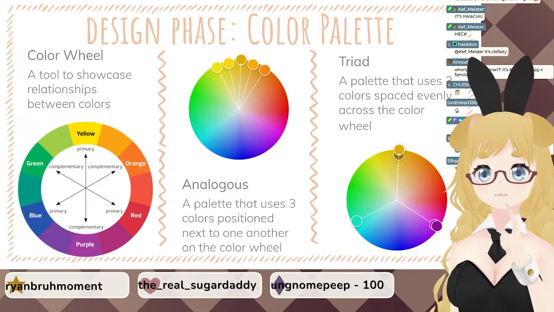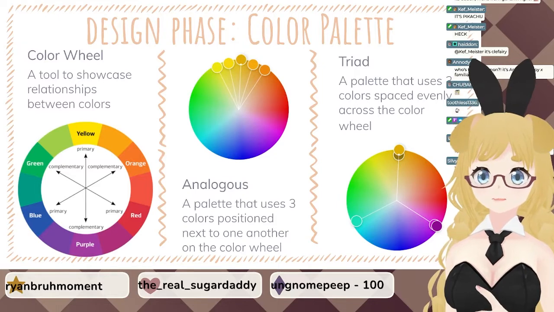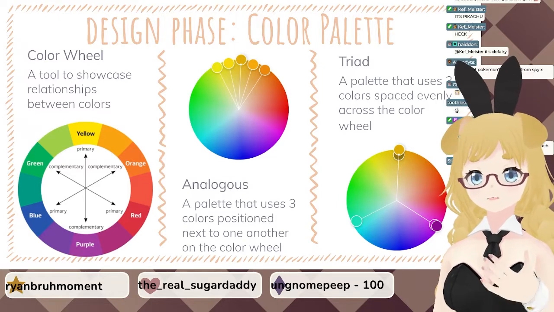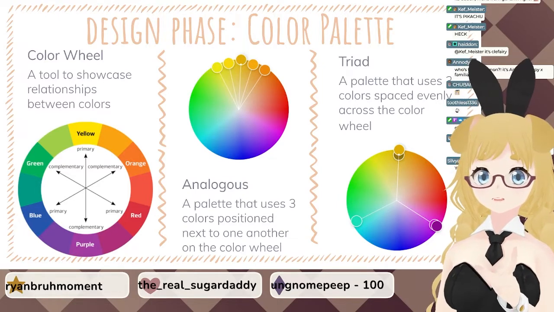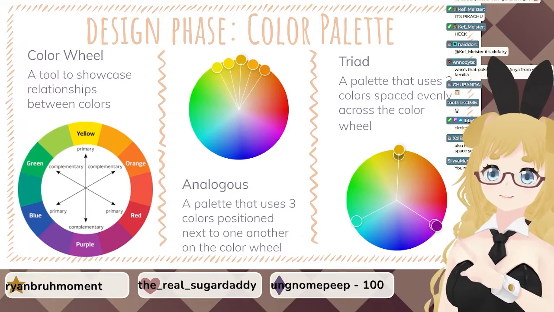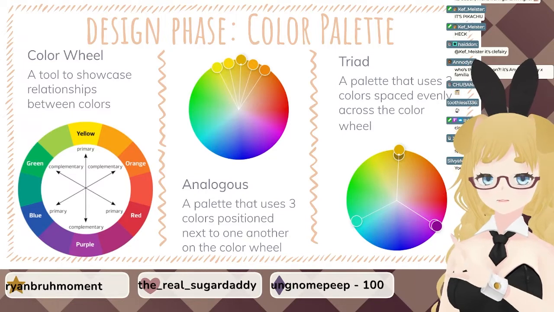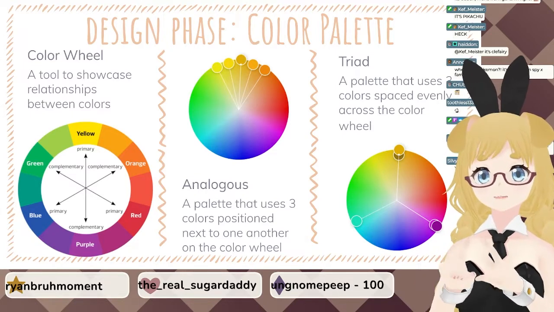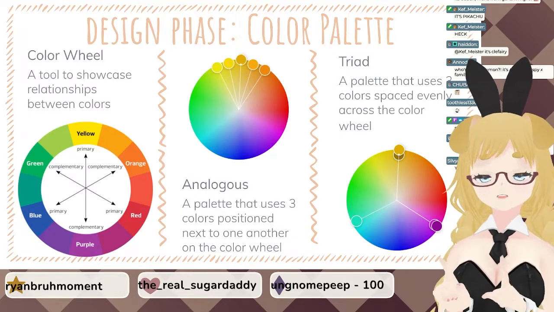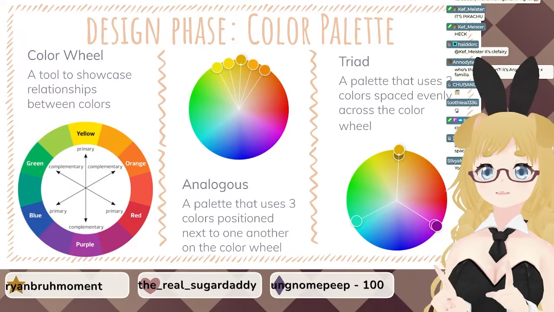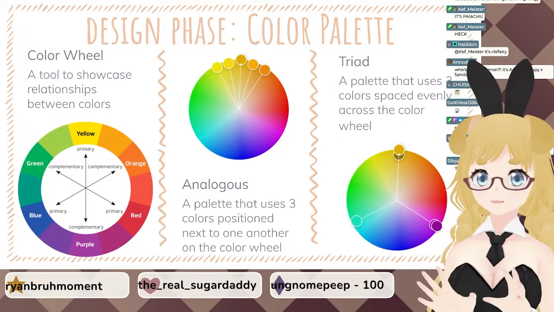So real quick, this part's gonna go fast. In the middle, we have an analogous color palette. This is a color palette that's primarily using three colors that are all positioned next to each other on a color wheel. So in this case, I have this goldenrod yellow orange color right in that middle top, and between it I have a few other colors. So you could go for an analogous color palette if you really want to stick within a certain color family.